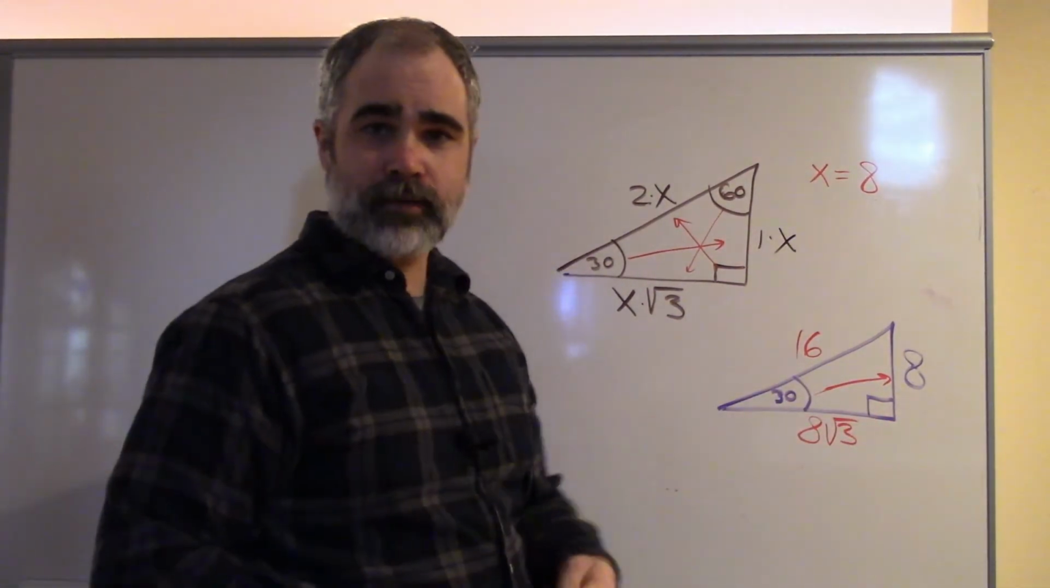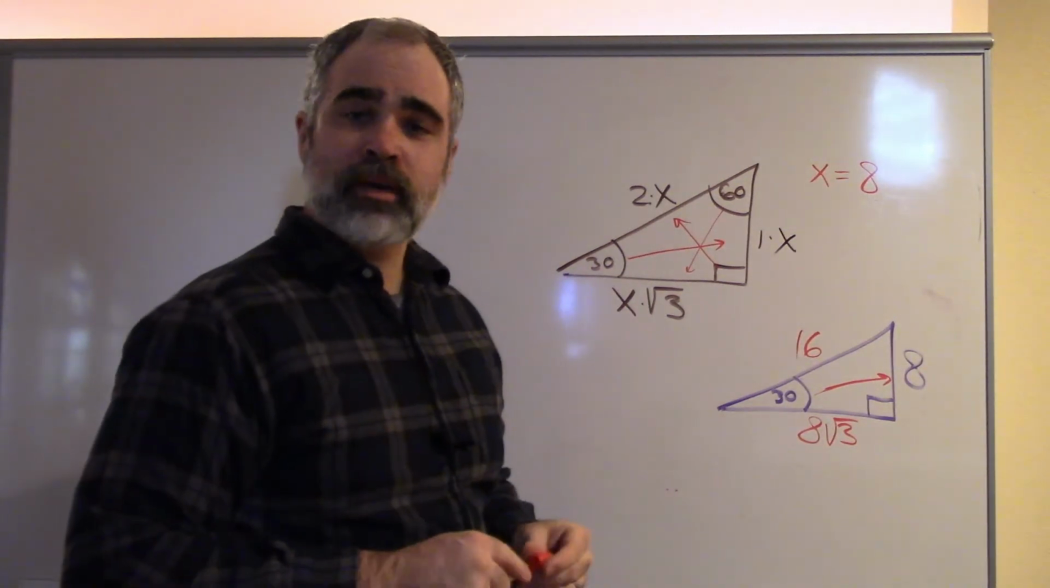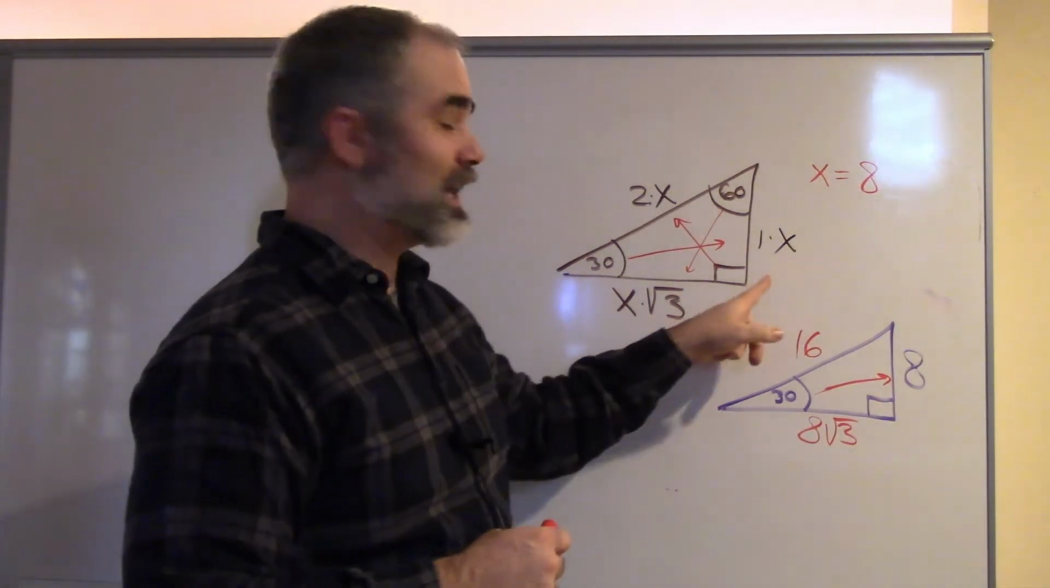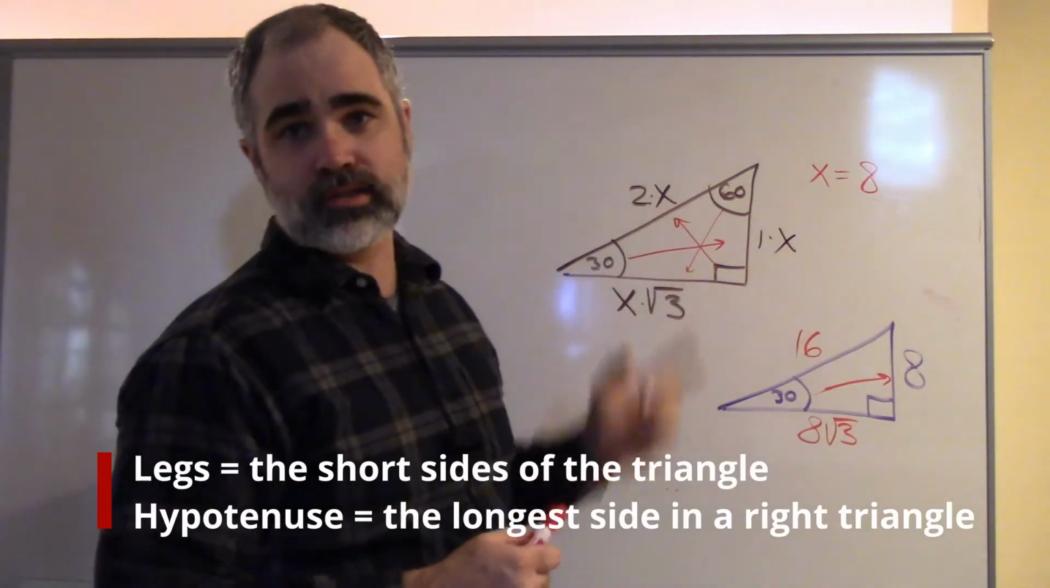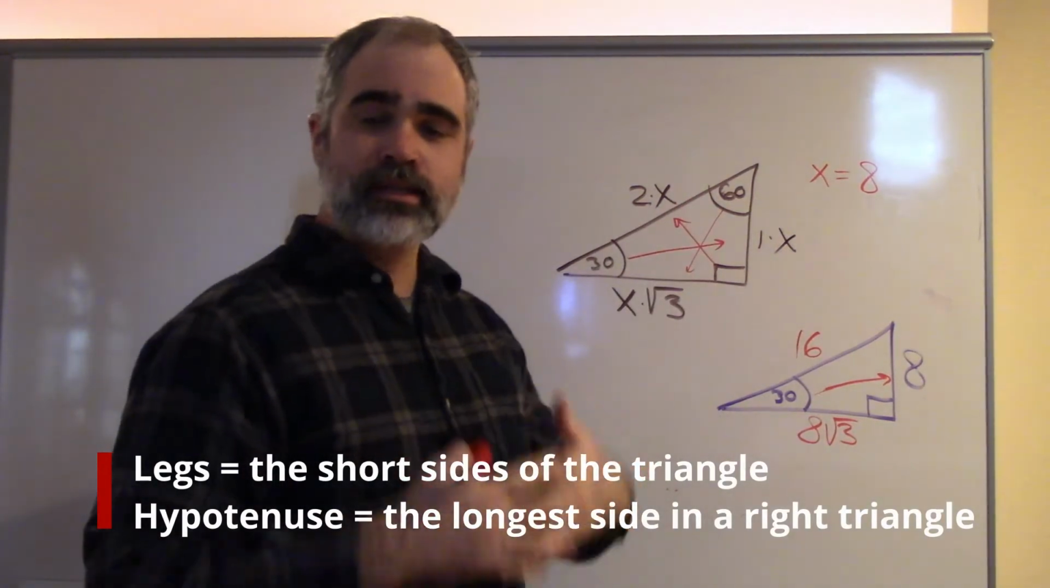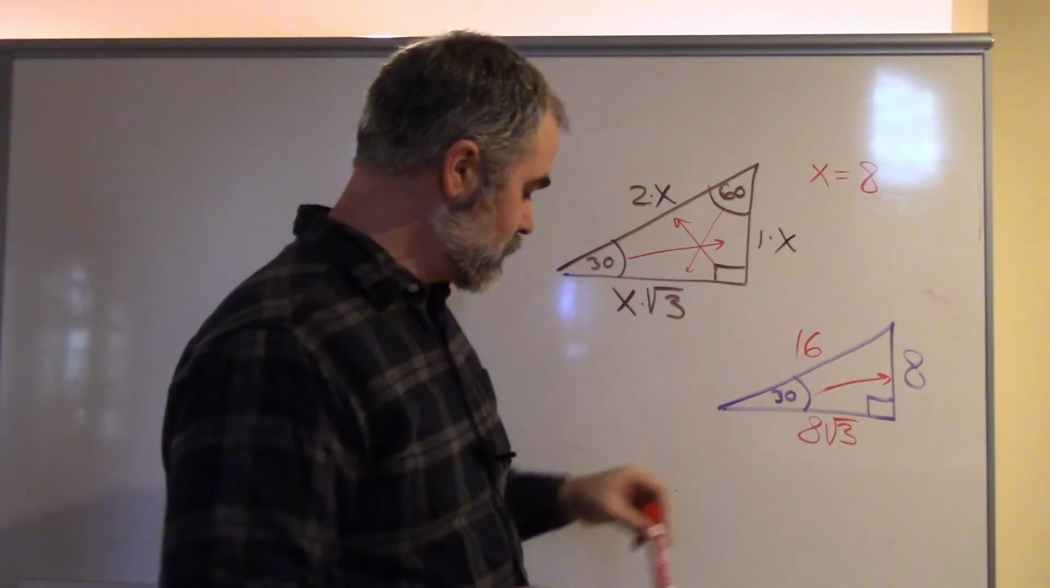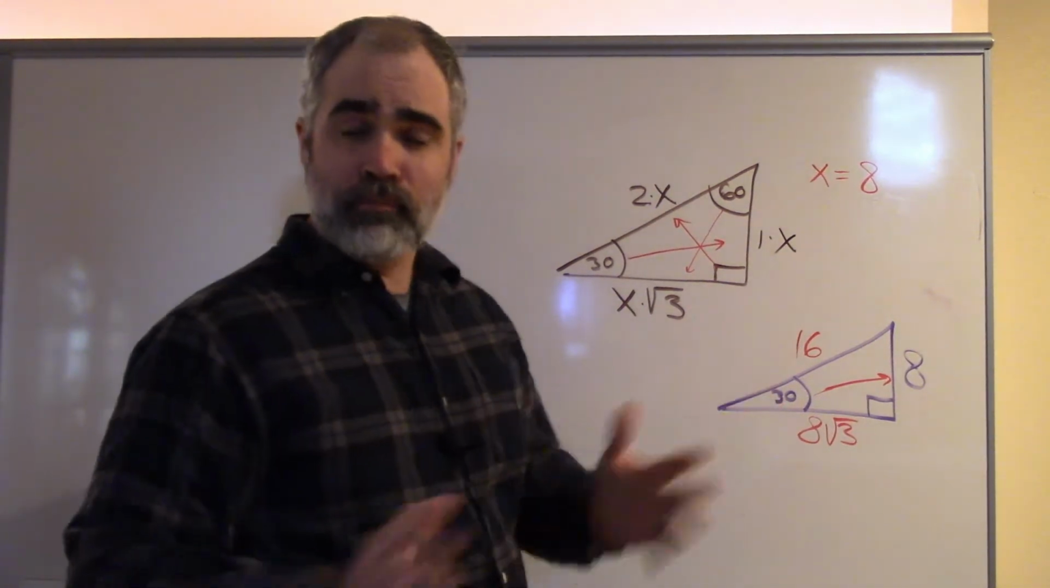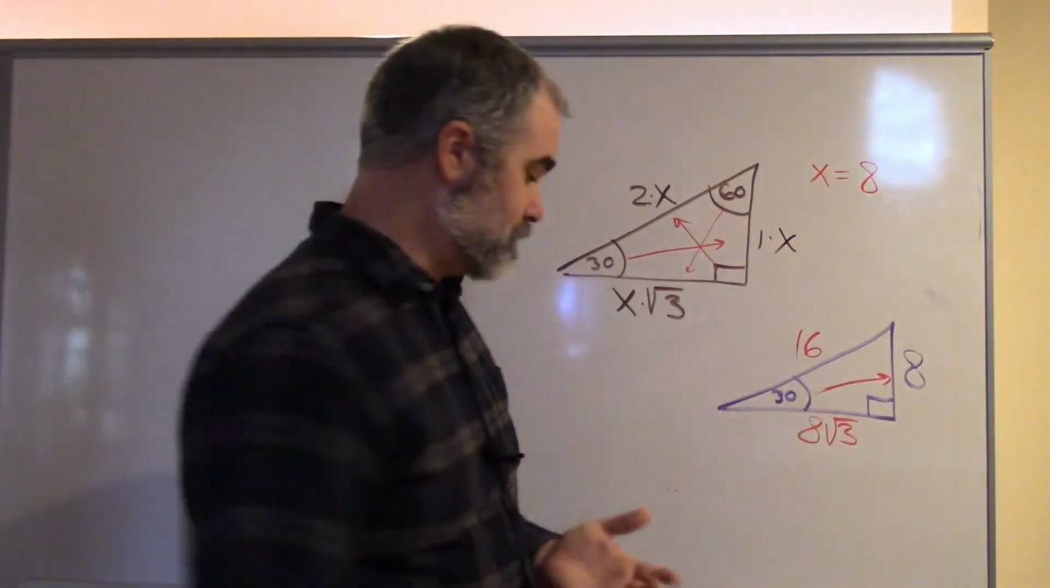8 root 3. By the way, a quick piece of vocab, the shorter sides in a triangle are called the legs. Hypotenuse is the long side of a triangle. So if you hear me talk about the legs, that's what I'm discussing. Okay, now that's the easy one. What about some harder examples?